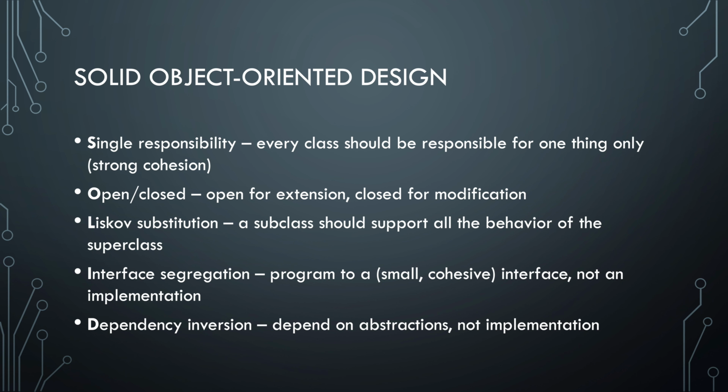Every class or subsystem should be responsible for one thing. Software should be open for extension and closed for modification. A subclass should support all the behavior of its superclass. Program to an interface, not an implementation. And finally, start with the abstractions, not the implementations.